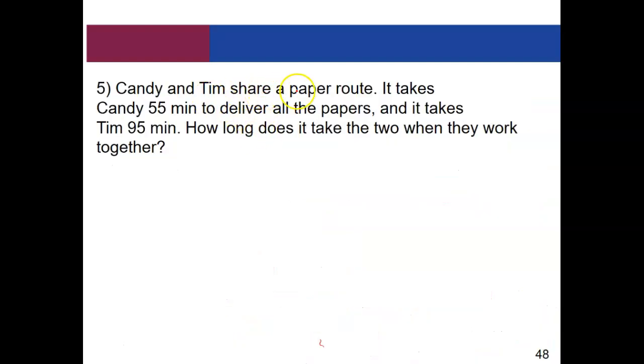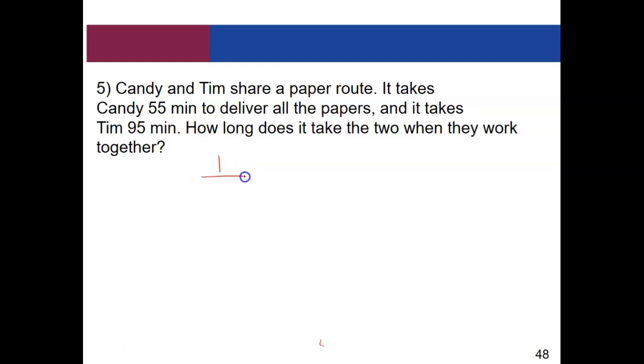Okay, Candy and Tim share a paper route. It takes Candy 55 minutes to deliver all the papers, and it takes Tim 95 minutes. How long does it take the two when they work together? Okay, on this one, this is where we're combining the time it takes the two to do a job and see how long it takes them to work together.